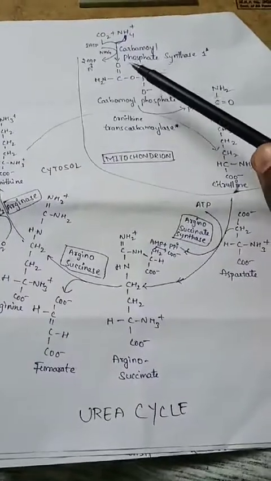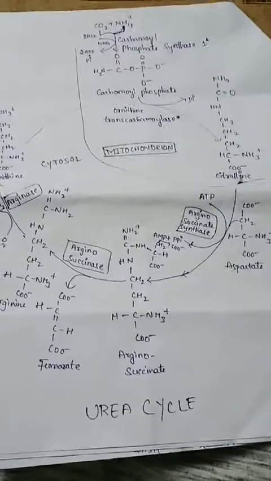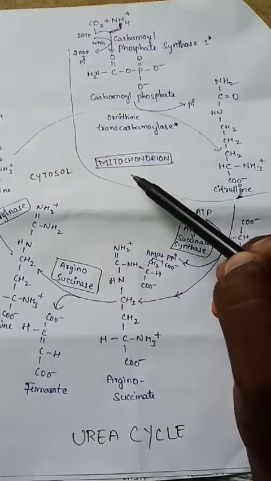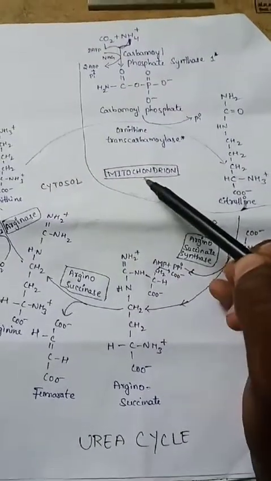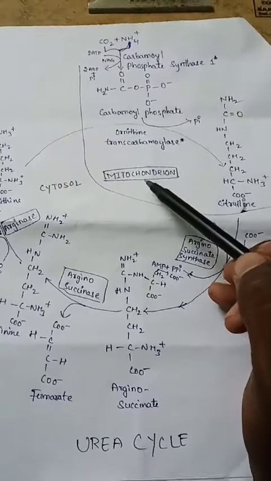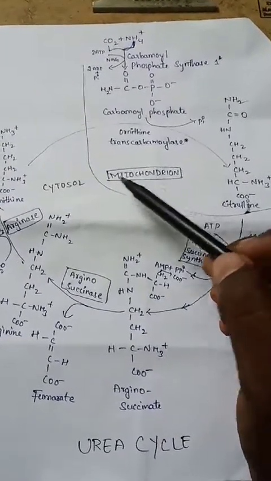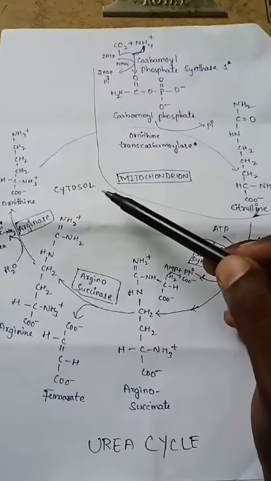How do we eliminate it from our body? By the urea cycle process. The urea cycle occurs in two places. One is the mitochondrion and the second is the cytosol. Mitochondrion is the powerhouse of the cell. Except for the mitochondrion and other cell organelles, the remaining part is the cytosol, outside of the cell organelles.